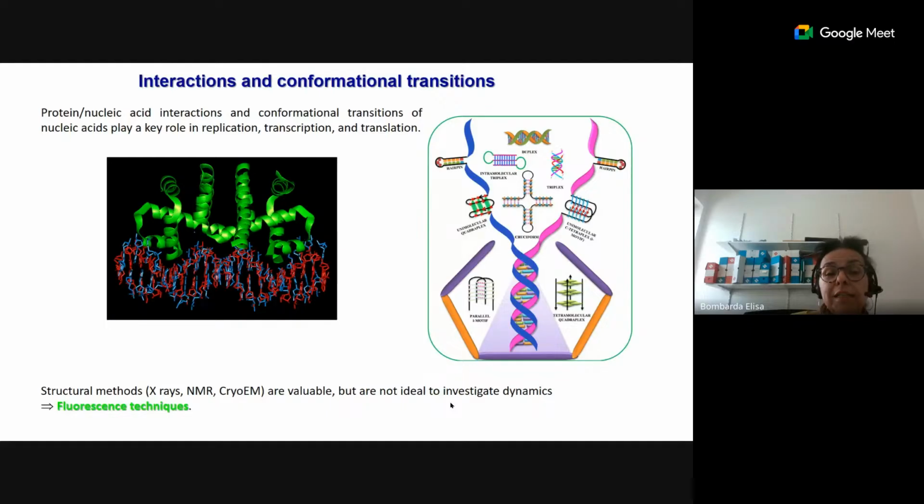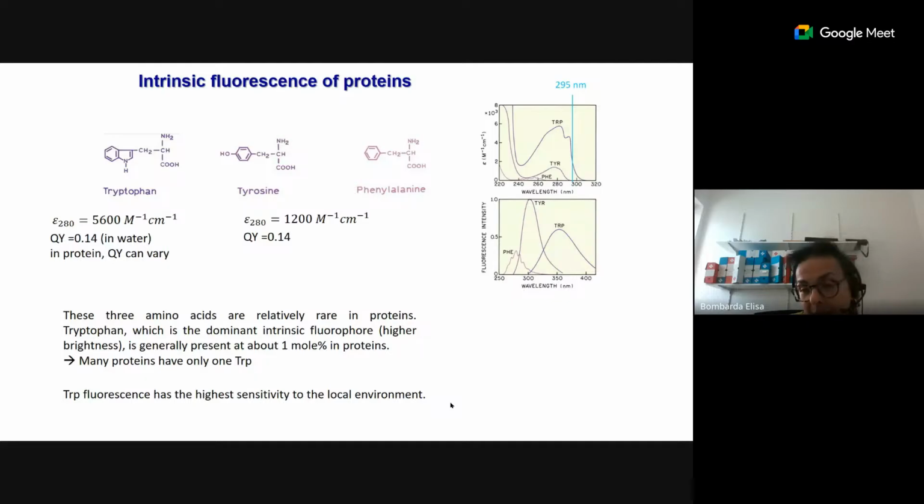So, okay, that was a common overview of the two major biopolymers of life. And now I focus today on protein, and tomorrow we'll see the amino acid.